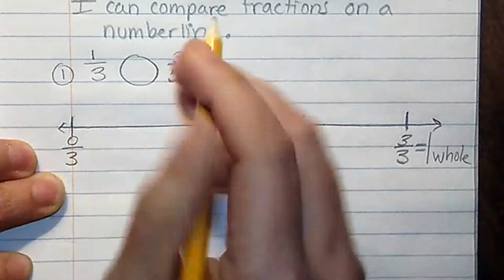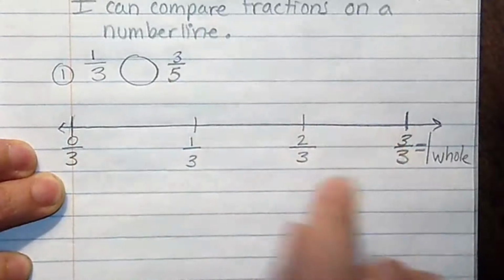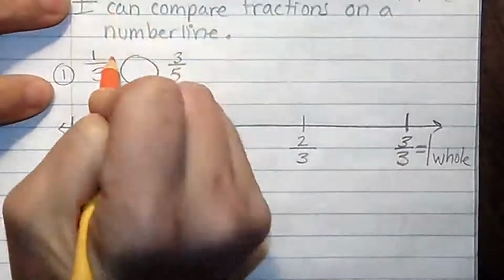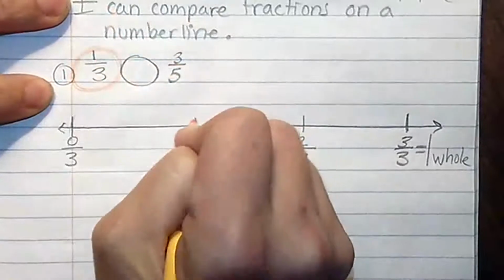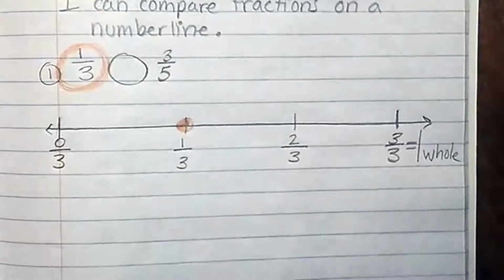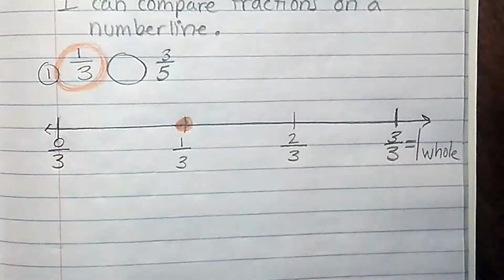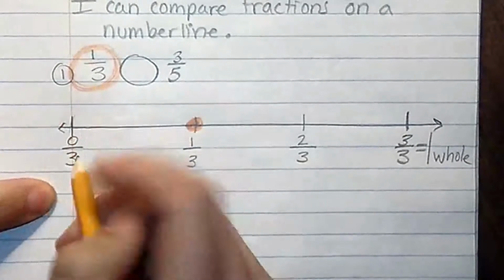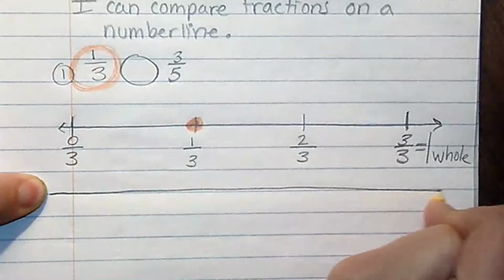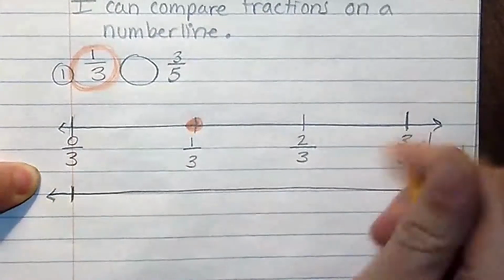So I have 0/3, 1/3, 2/3, and lastly 3/3. Now, how much was my first fraction for? My first fraction was for 1/3, so I'm going to put a point at 1/3, and I circled that fraction using the same color. Now, right below it, I'm going to make another number line. I'm going to start at the beginning margin, and I'm going to go all the way through to the other margin.